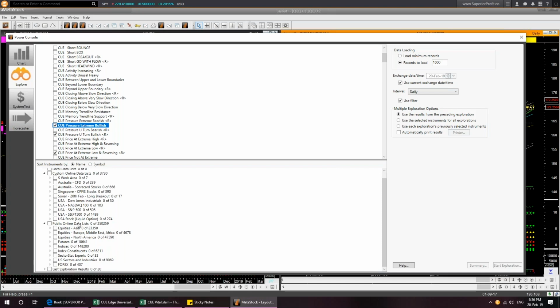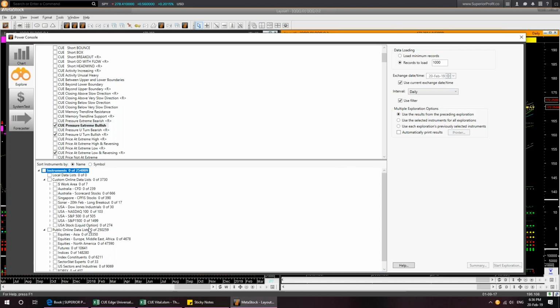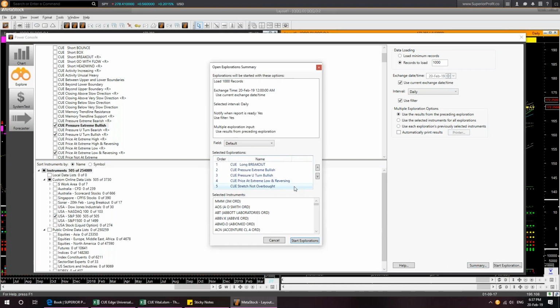Which instrument set would you like to use? Let's choose a large enough instrument set, S&P 500 or liquid stocks. And if I click the summary button, I'm going to run it on the live market. That's why I use the current exchange date time, using current exchange date time and daily interval. Let me sort the scans exactly in the way that I planned it.